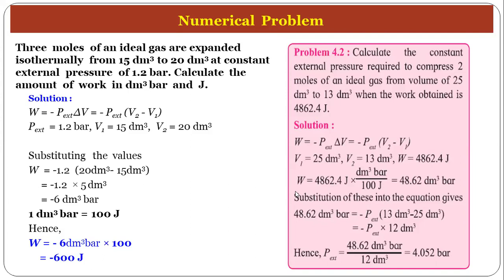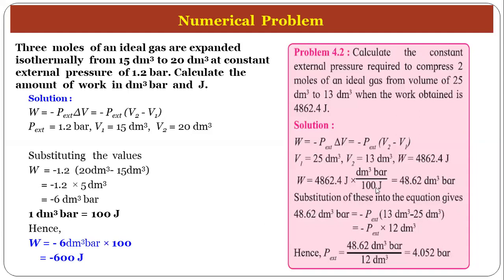See, W is given in joules here, 4864.4 joules. We have to convert it into dm cube bar. So again we have to use this relation: 1 dm cube bar is equal to 100 joule, and 1 joule is equal to dm cube bar divided by 100.